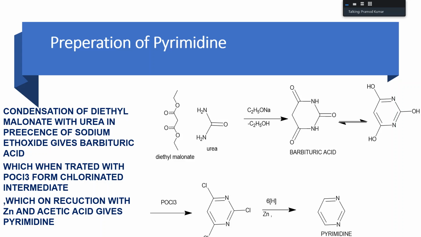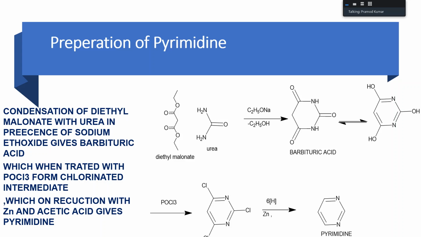You get a trihydroxy derivative. When you treat it with POCl3, it gets converted to your trichloro derivative, which is then treated with zinc and acetic acid. Okay, it's zinc and acetic acid. Your chlorine is replaced by hydrogen. That is, reduction takes place. So you get your pyrimidine. This is the second method. You take diethyl malonate with urea.